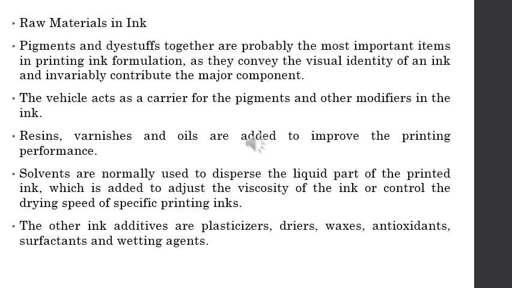Next we come to the raw materials which are used in ink. So the primary material used is the color forming agent. So they are pigments and dye which are important, and they convey the visual identity of the ink. That is, they give a color to the solution. The vehicle will act as a carrier.